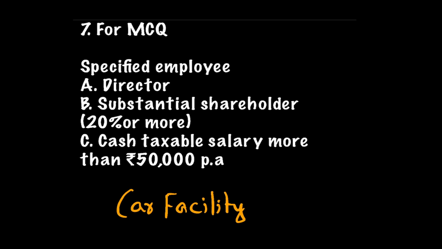Now what can happen is, they might create an MCQ which is very complex. Car was owned by employer, it was owned by employee, petrol was given by employer, driver was given by employer, car was used partly for office use, partly private use, fully office use, fully private use. They might confuse you. But the point which you have to remember is, after considering all the permutations and combinations and all the calculations, you also have to ensure that car facility and many other perquisites which are there in that list are taxable only for a specified employee, only for these three employees, which are director, substantial interest holder in the company, and cash taxable salary more than 50,000 per annum.